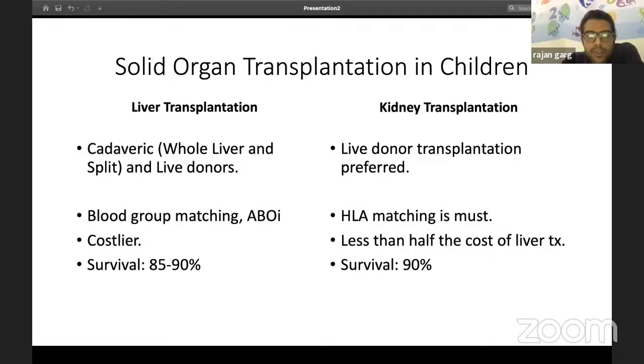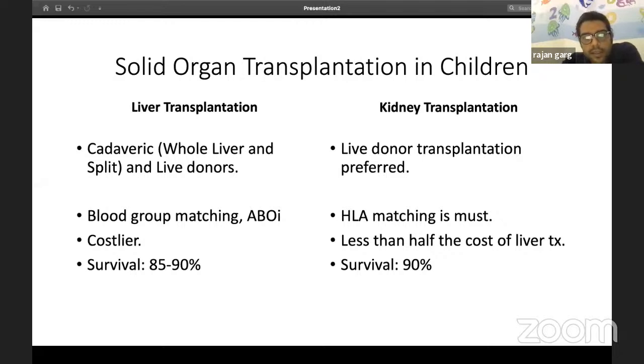Because the liver can be split into two, there are options according to the recipients available at the moment. Whenever a cadaveric organ is available, one liver can go to one adult person, or to one adolescent patient, or one liver can be split into right lobe and left lobe. The right lobe can go to the adult recipient, and the left lobe or left lateral segment can go to a pediatric patient. That is called split liver transplantation. That can be done with cadaveric liver donors.